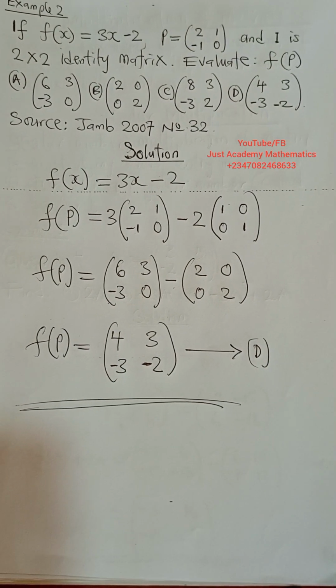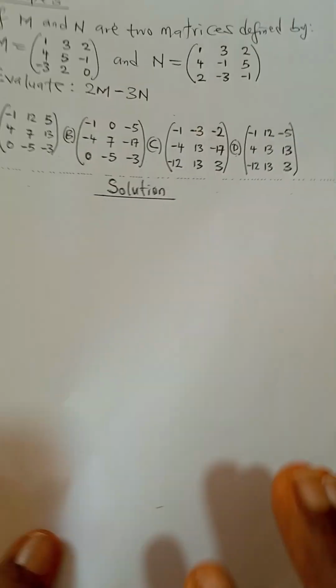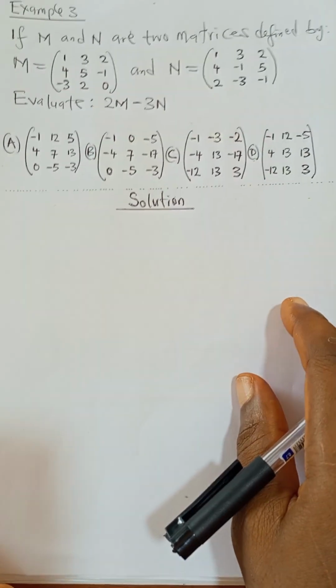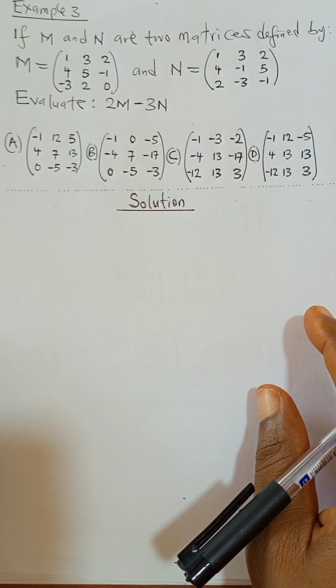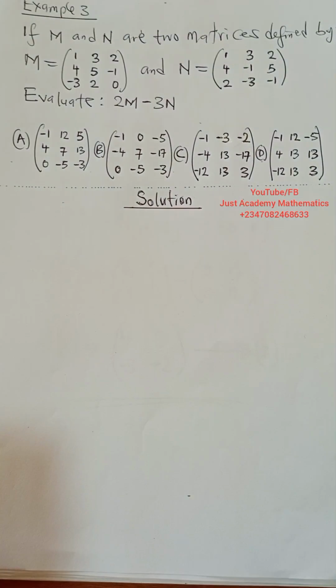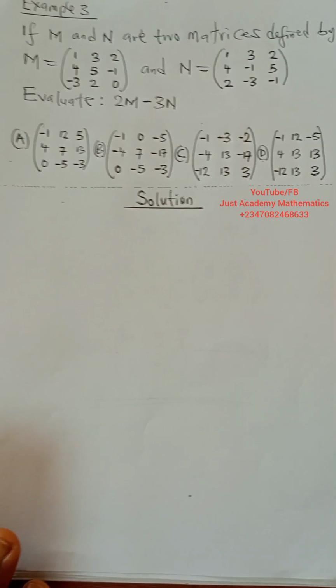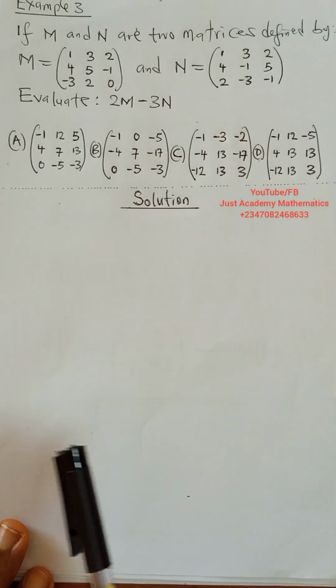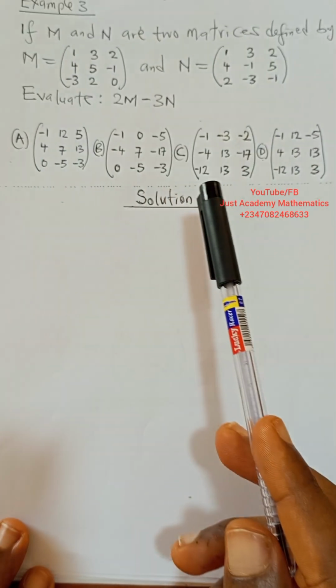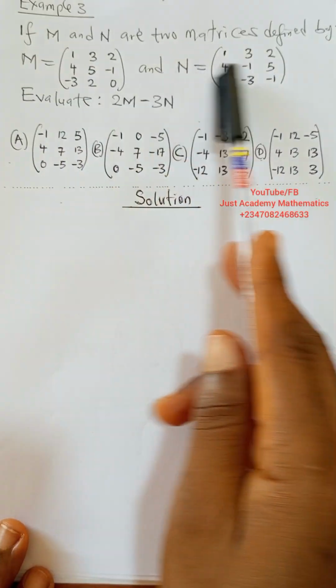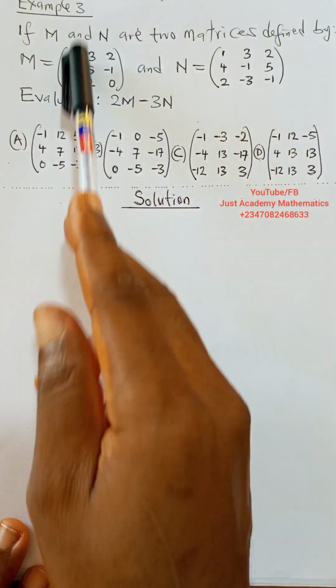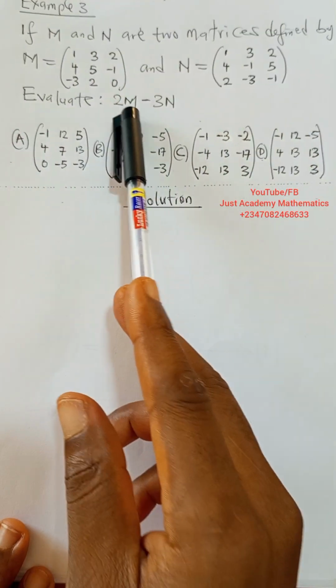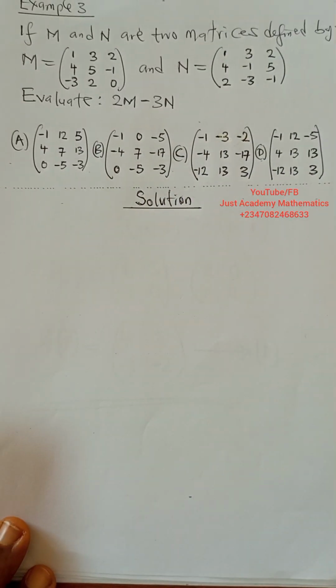Okay, let's solve one more before we close this class. Now, we have another question here involving a 3 by 3 matrix. Of course, this one is still going to be simple. We are given that M and N are 2 matrices defined by, this is M, this is N. Both of them are 3 by 3 matrices. Evaluate 2M minus 3N. Simple.